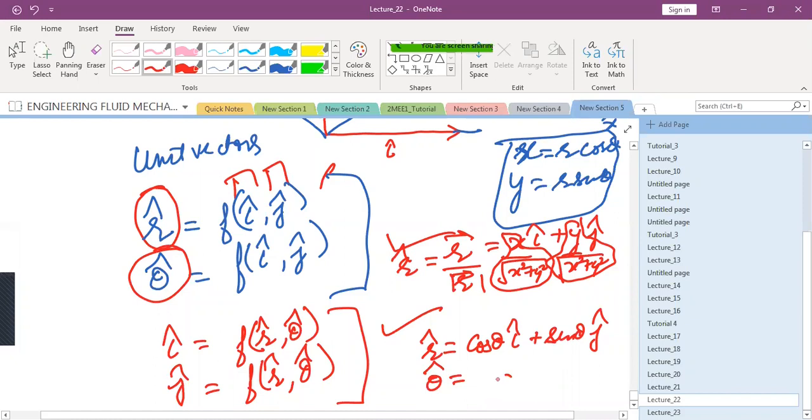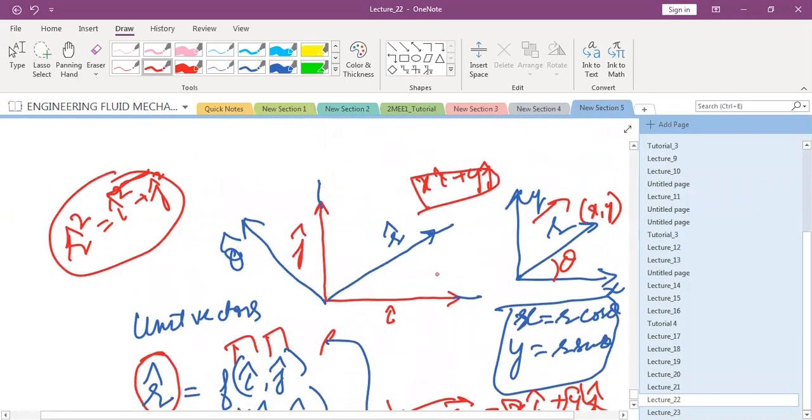How can you find out theta cap? सर बस इसकी स्लोप नेगेटिव हो जाएगी tan inverse. So what should I write down? Minus sin theta i cap plus cos theta j cap. And is that clear? What is the other way around? This is one way to do it. How can you do it the other way?